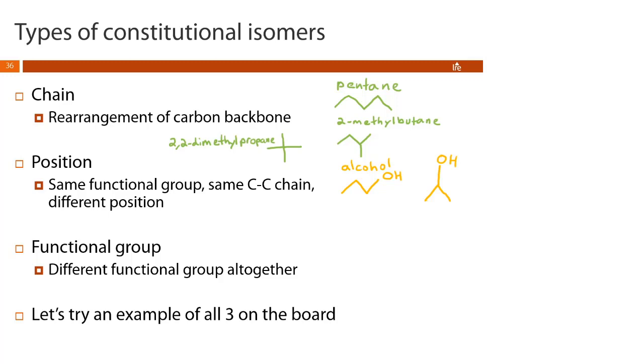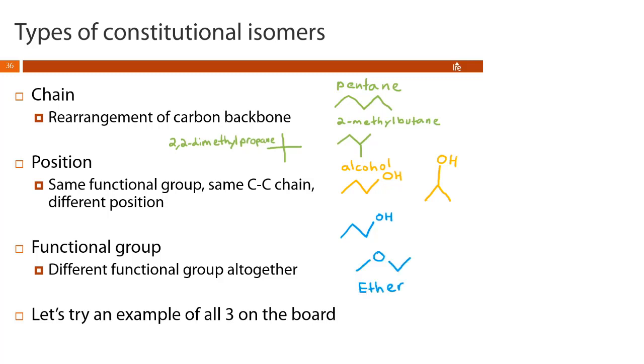Okay, now let's do the same thing with functional group isomers. So I'm going to give you a molecule to start with. We already know this is an alcohol. Now I want you to give me a functional group isomer of this alcohol. So remember, it's got to have the same molecular formula, but it's got to be a different functional group. Okay, so a functional group isomer of this alcohol would be an ether.